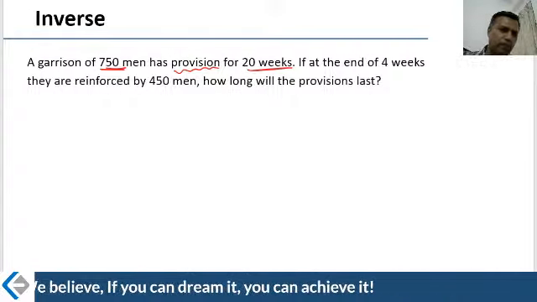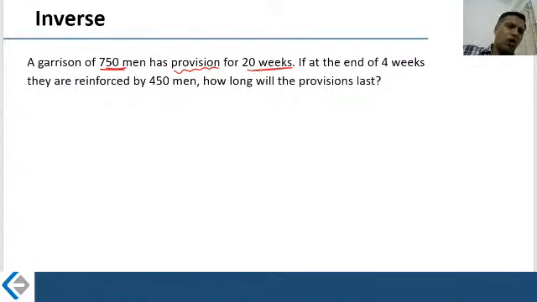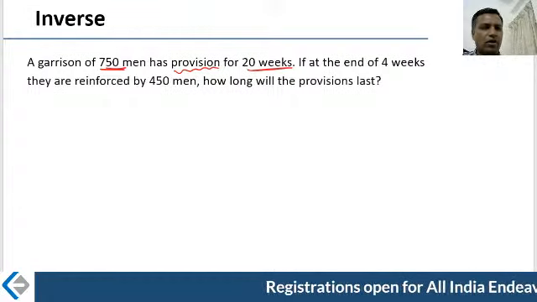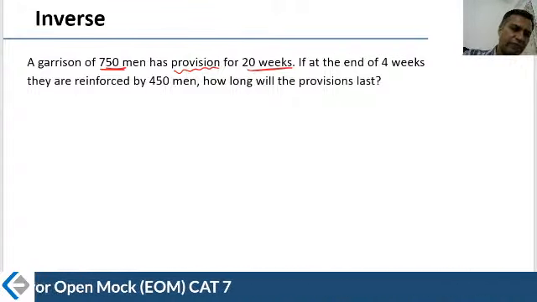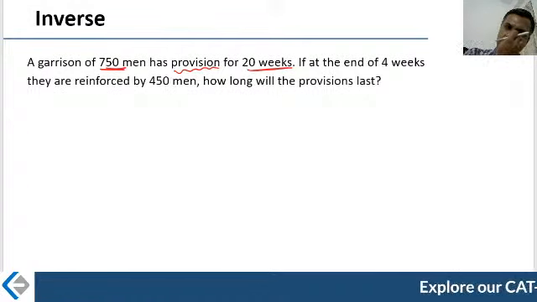Right now they have some food, may not be complete food. Say a type of food, maybe dry fruits. How long do the dry fruits last? Maybe about 20 weeks, so about 4 to 5 months. That's an amount of dry fruits that they have stored. Okay, the word dry fruit is not there. There is some provision. If there are 750 people, they can consume it for 20 weeks.